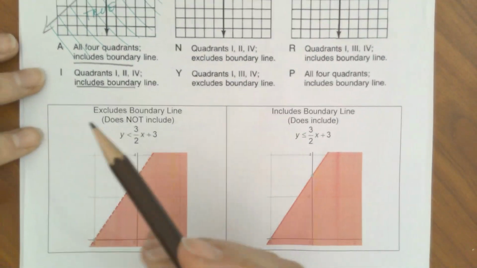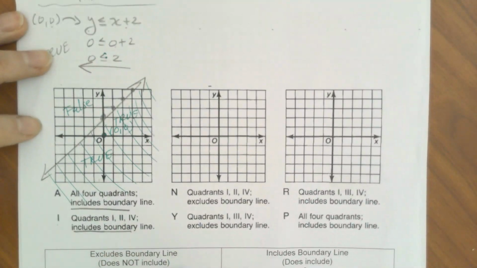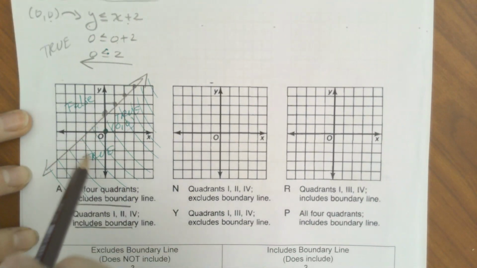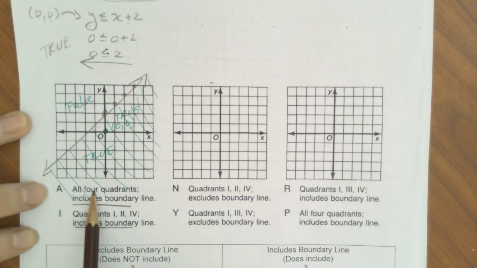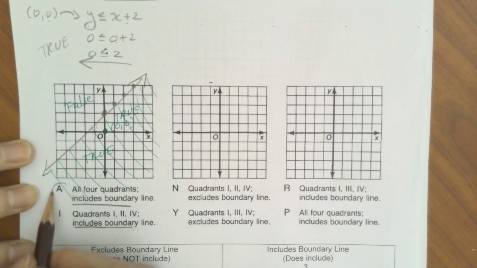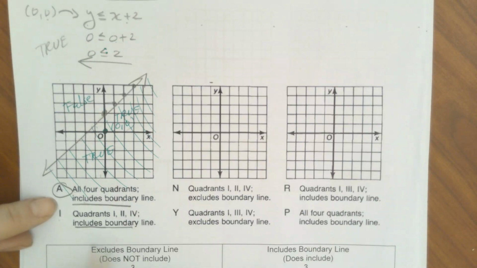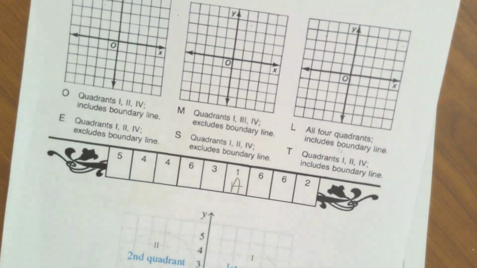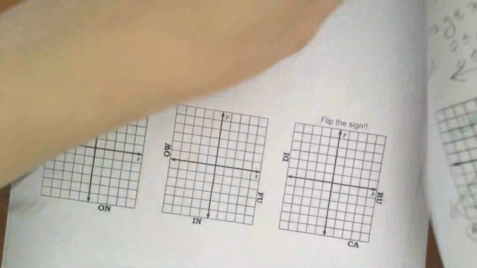Okay? So let's go back here. What quadrants are touching the solution set? Quadrant 1, 2, 3, and 4. All of the quadrants. So all 4 quadrants are part of the solution, and it includes the boundary line. A. So 1 is A. Alright, let's do the next one.